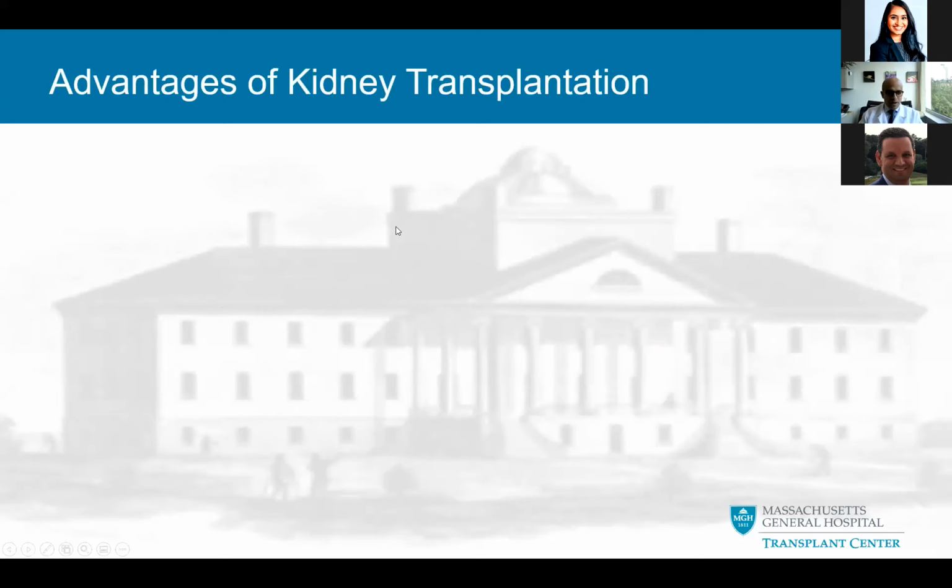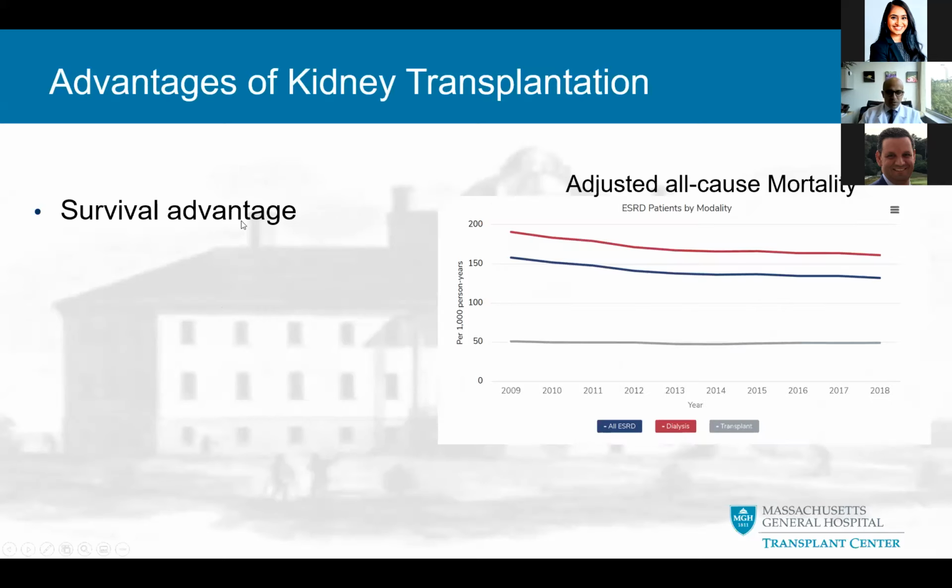Why does everybody want a kidney transplant? Obviously, it's the better option. It offers a survival advantage. In red, you see the survival of patients on dialysis. In gray, you see the survival of patients with transplant. And this is mortality, which is the higher the mortality, the worse. And you can see almost 4 times the mortality of dialysis compared to transplant over the years, and that has been steady.